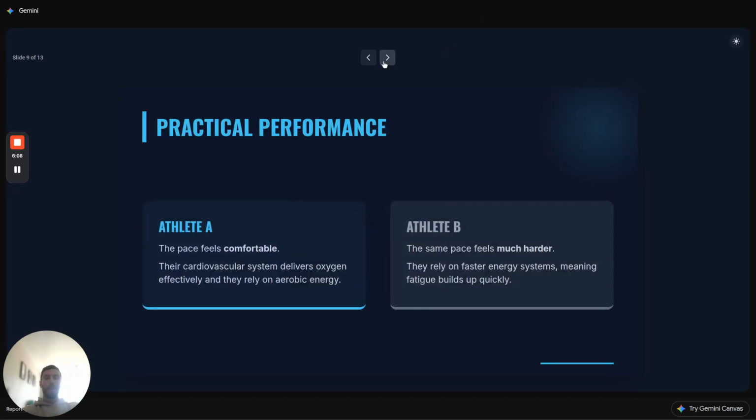So what does that actually mean for performance? So let's look at this from a practical standpoint. Imagine two athletes running at the same pace. For athlete A, that pace is relatively comfortable. Their cardiovascular system is delivering oxygen effectively, their muscles are good at using it, and their mitochondria can produce a large proportion of the energy they need aerobically.